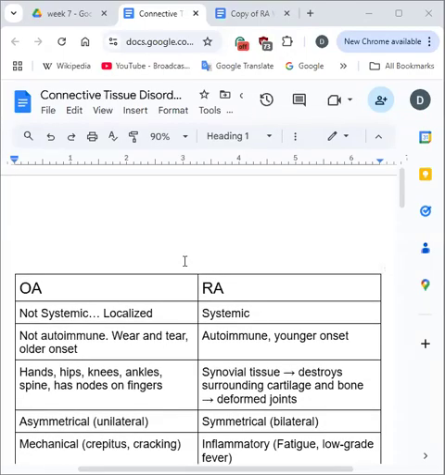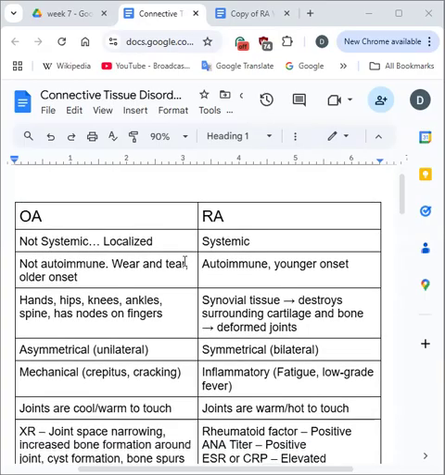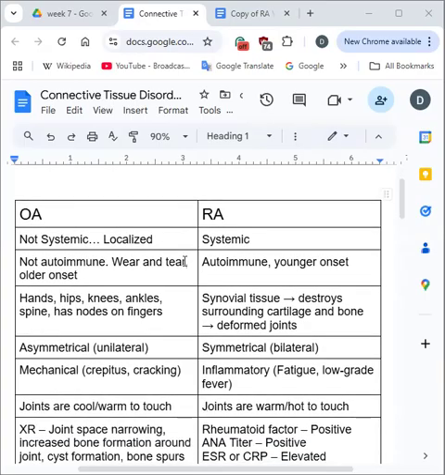Okay, so this one should go even faster than the other one. This session's pretty much focused on osteoarthritis versus rheumatoid arthritis. The little chart here is going to be a quick reference for comparison's sake.